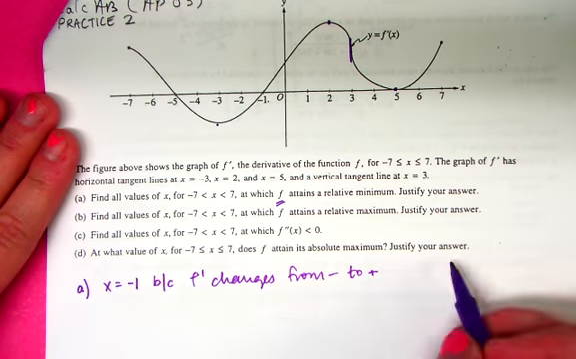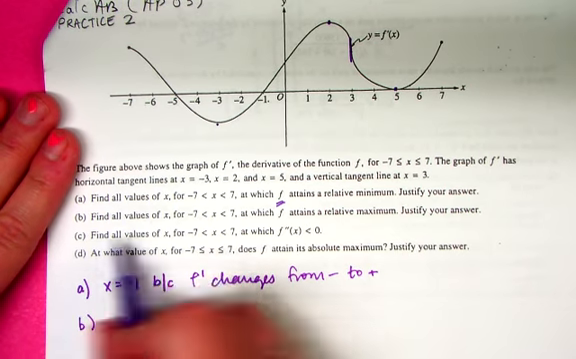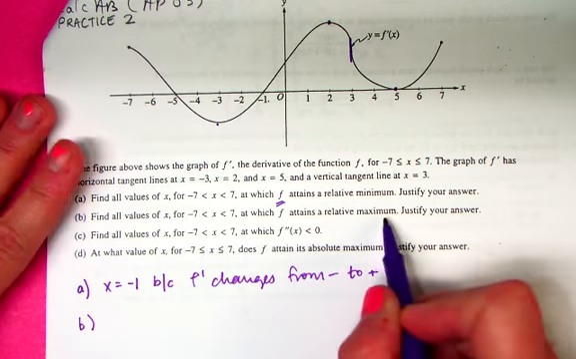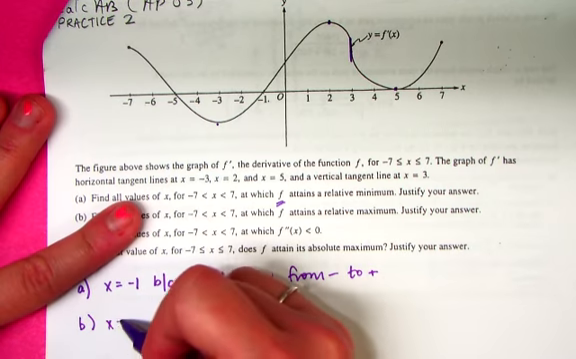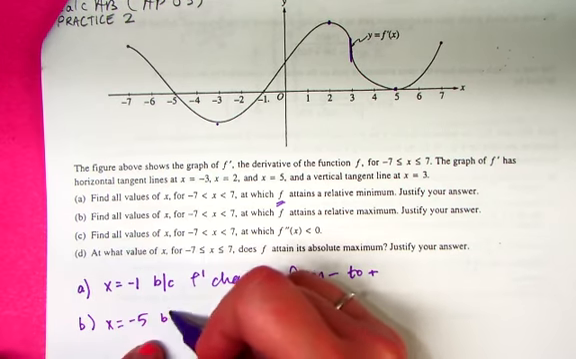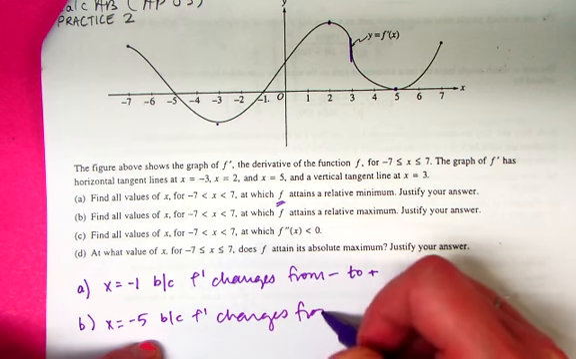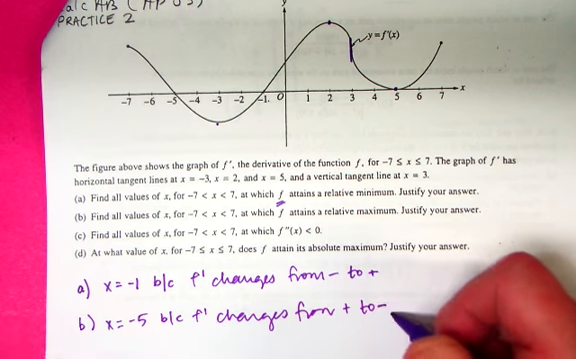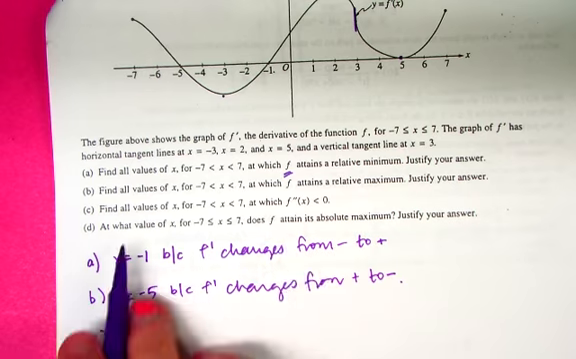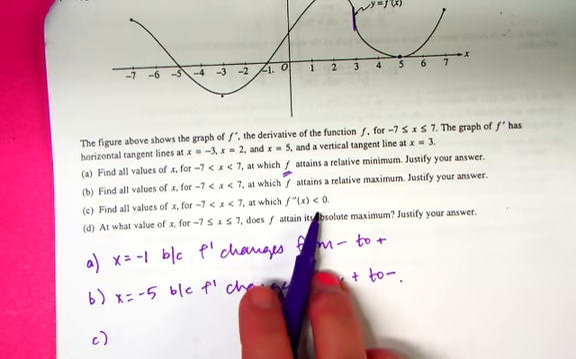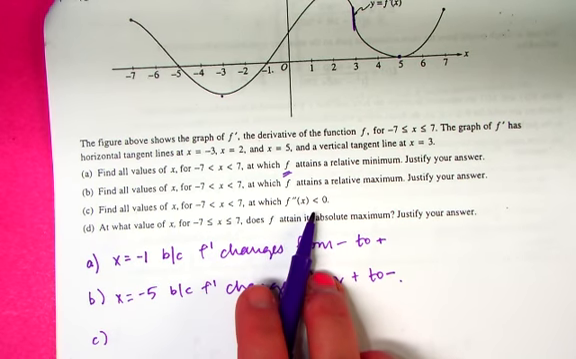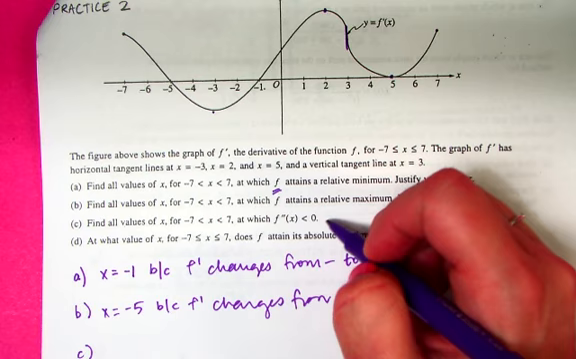Very simple work. B. Find where f has a relative max, so you would do the others then. So at x equals negative 5, because f prime changes from plus to minus. And then part C, find all values at which f double prime is less than 0. So that's asking about concavity, right? That's concave down is the interpretation of this.